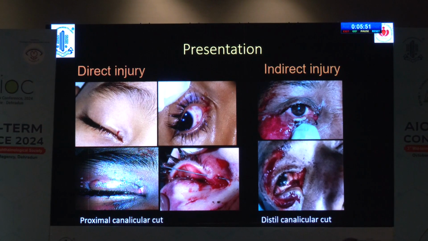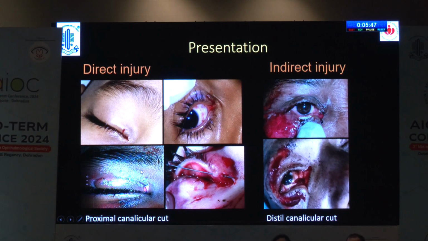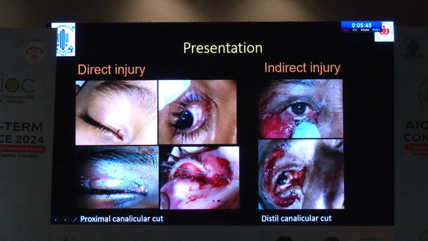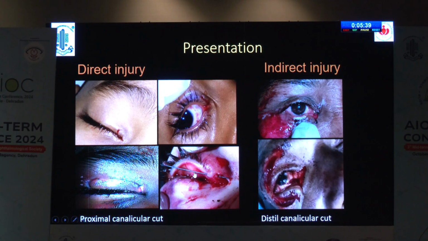Sometimes the injury is so occult, like in this case of a 6-year-old boy and this 10-year-old girl, who were injured while playing with a fence and the spoke of a bicycle. If you don't do probing in such cases, you are going to miss them, and they will heal with scarring and lead to epiphora.